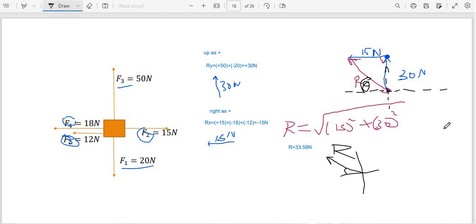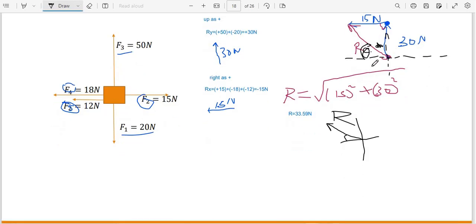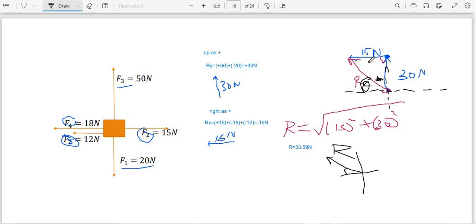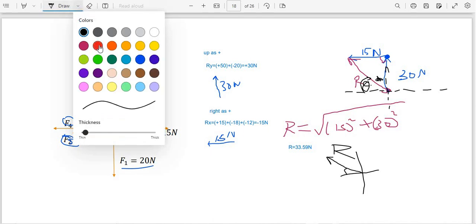So to find theta, we are saying we need to make use of trigonometric ratios. So it's up to you how you would like to find your angle theta. You can find this angle here first and use the fact that this angle and theta add up to 90 degrees. Or alternatively, what you can do is draw a copy of the two forces, Rx and Ry. So I'm going to draw the copies in a different color. I'm going to go for red.